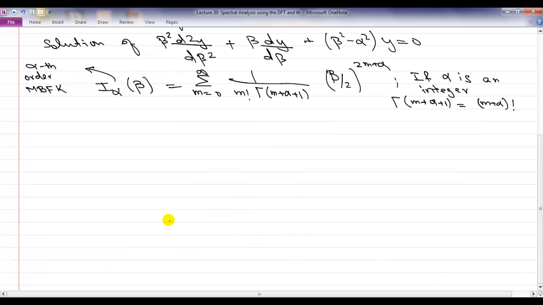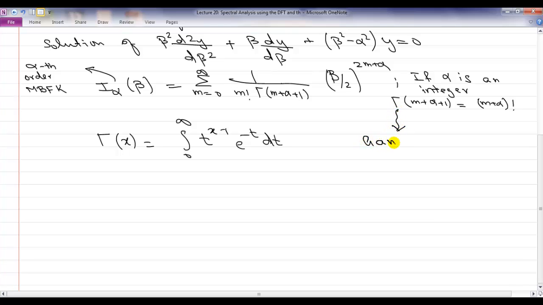But in general, if alpha is not an integer, if the argument of this gamma function is not an integer, then it is given by an integration. So the gamma function is given by the integral from 0 to infinity of t to the x minus 1 times e to the minus t dt. Okay, I'm just introducing some of these terms which you may find useful later. This thing called the gamma function is a generalization of the factorial.